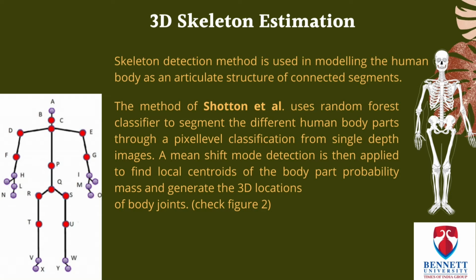The method of Shotton et al. uses a random forest classifier to segment the different human body parts through a pixel level classification from single depth images. A mean shift mode detection is then applied to find local centroids of the body part, probably mass, and generate the 3D locations of body joints. The obtained 3D skeleton formed by 25 joints represents the human posture as illustrated in the picture on the left side of the slide.